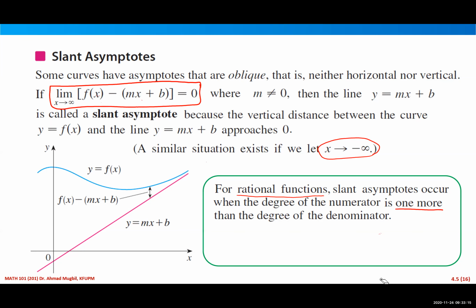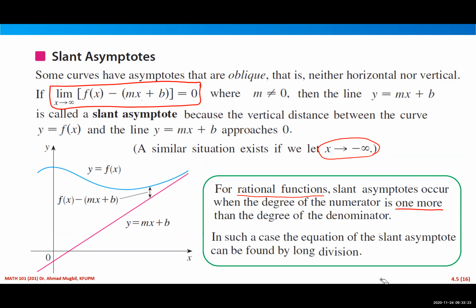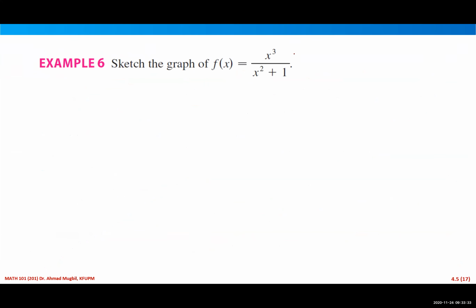Now, usually how do we do that? If you have a polynomial with degree 1 more than the degree of the denominator, what do we do to find the slant asymptote? We will just apply what, ya shabab? The long division. Let's apply it for this example. Sketch the graph of this function. So we will do the same. It is rational, ya shabab. You can know from the beginning that this one will have a slant asymptote. Why? Because the degree of the numerator is 1 more than the degree of the denominator.